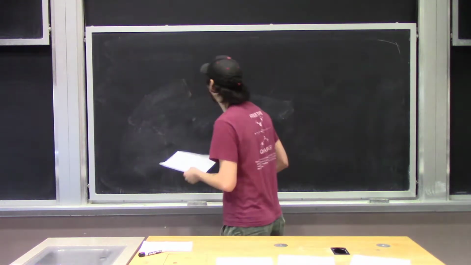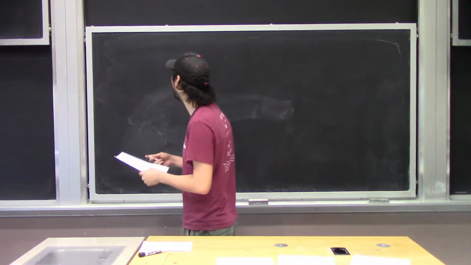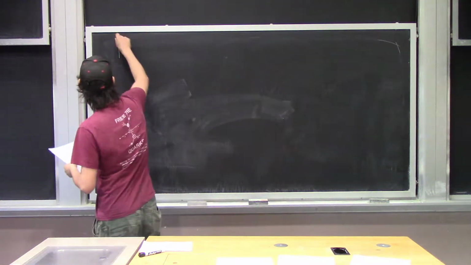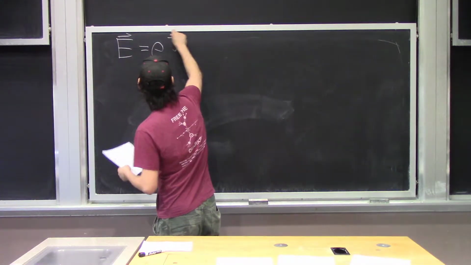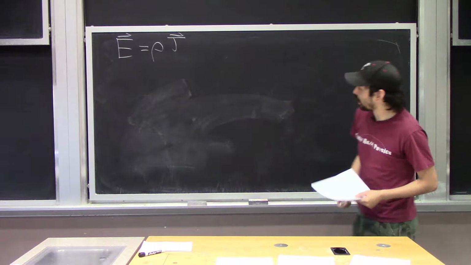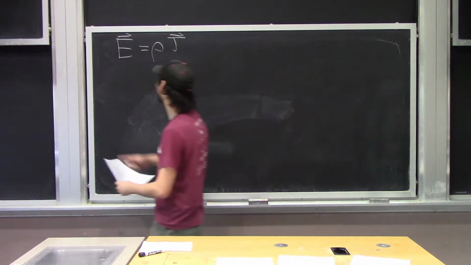So the first thing that I wanted you to do was write down and explain all of the pieces of the microscopic form of Ohm's law. And that's just to say that E vector is going to be equal to rho times J. Okay. Now, some important things about this. We're already familiar with the left-hand side. This is just an electric field.